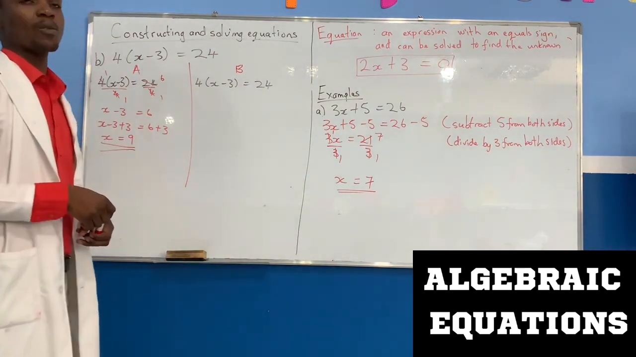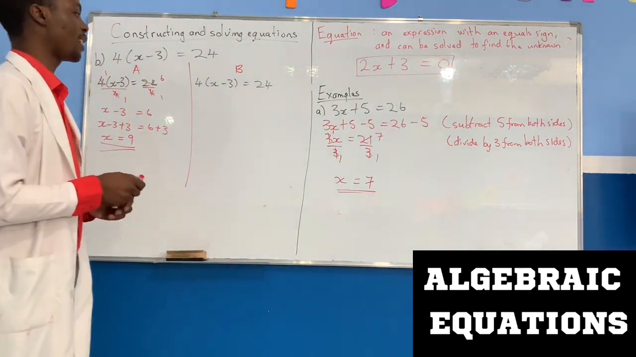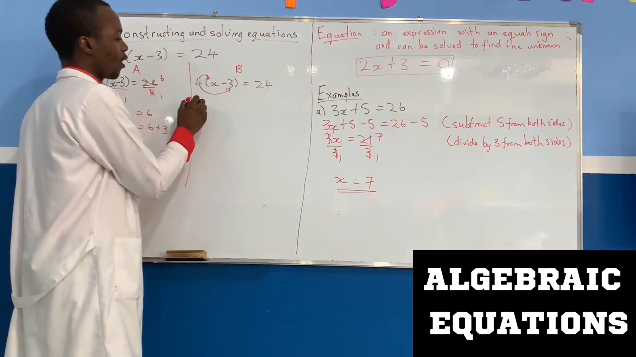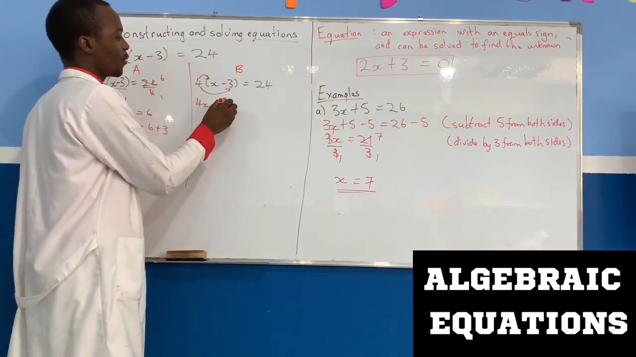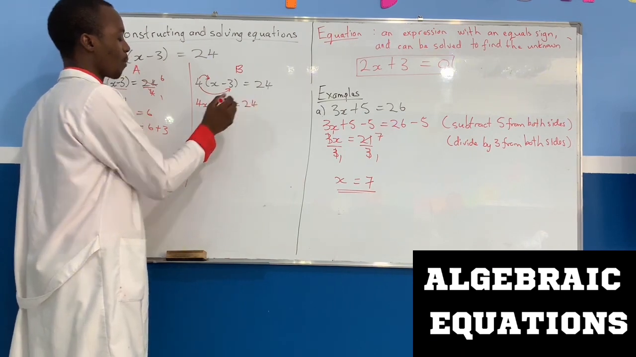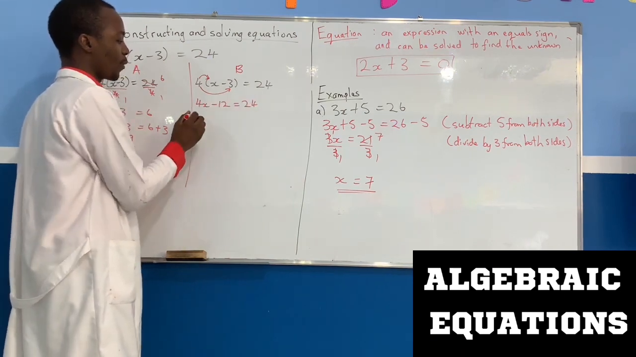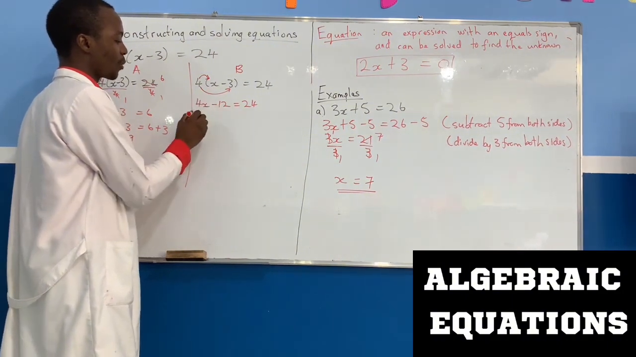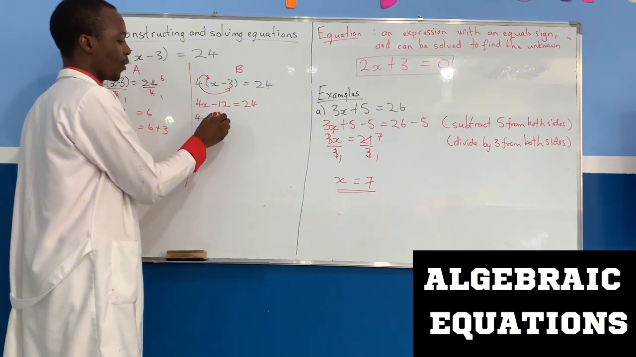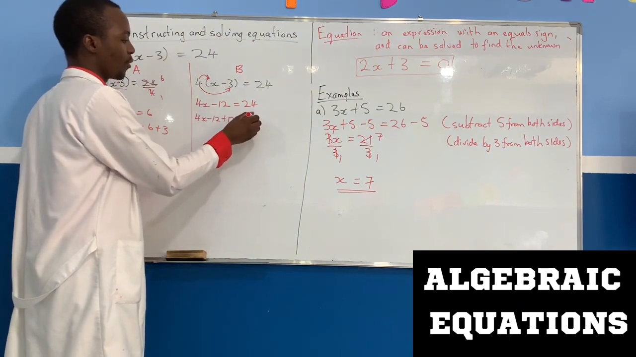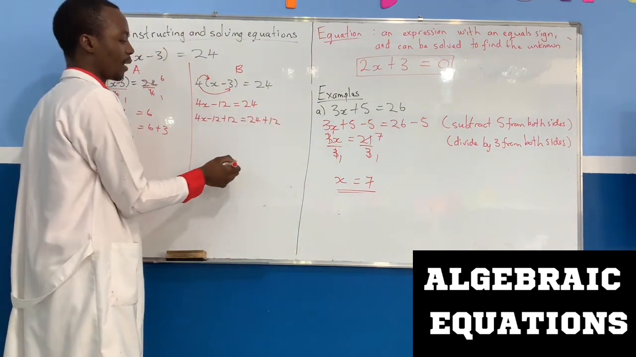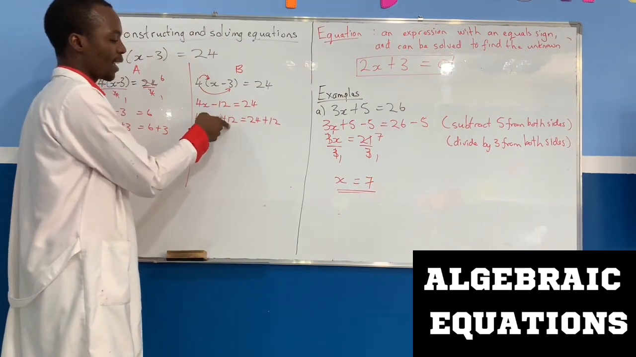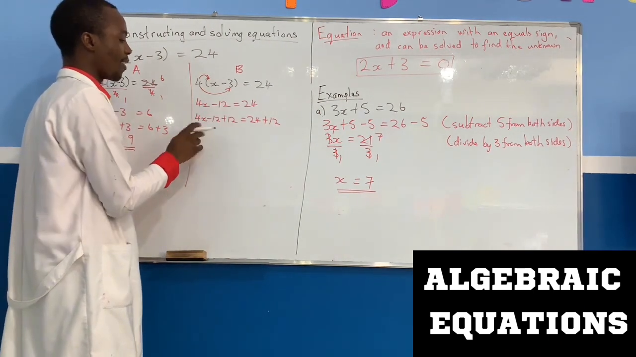Okay, the second method, method B, what we will do is very simple, is to expand. 4 will multiply the x and 4 will also multiply the minus 3. So it will be 4x minus 12 is equals to 24. Then we add 12 to both sides so that we have like terms on the same side. 4x minus 12 plus 12 equals to 24 plus 12. Then these 12 will cancel out each other. So remember the seesaw example. So no worry about those ones.